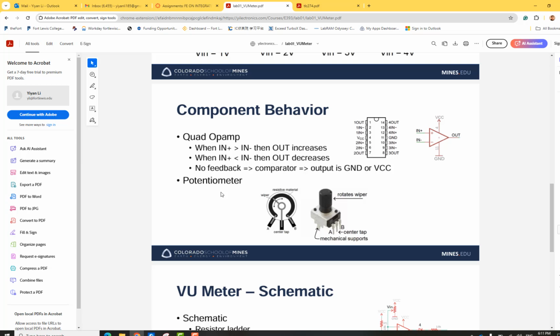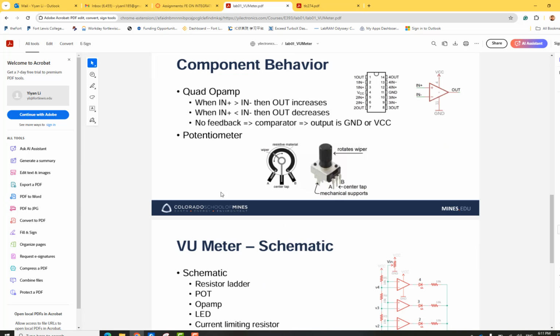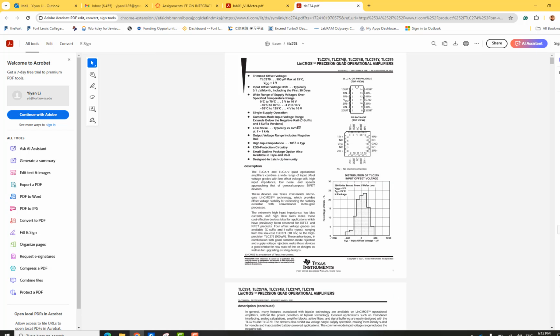So how does that work? Have you used the potentiometer before? Yes, easy, right? Just a pot. And what about op-amp? Okay. So the lab coordinator just told me this morning, we don't have the LM324, like what Dr. Carlson put on the website. So instead, we have the TLC274. It's okay, just an op-amp. I've never used it, but it's okay. I know how to use it.